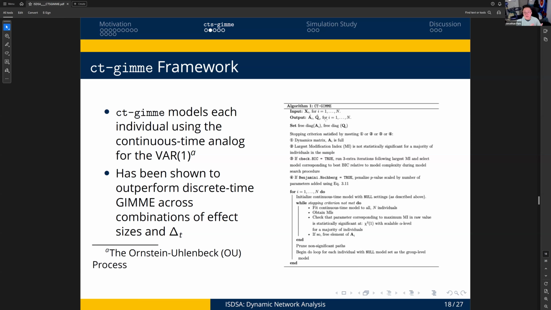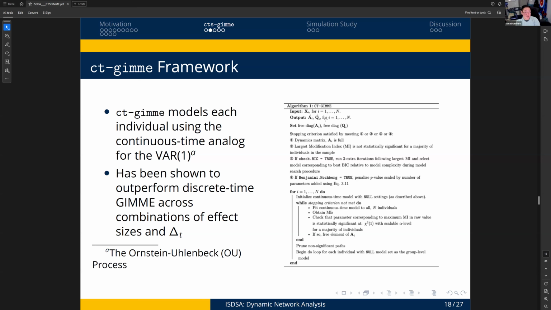Then there's a pruning step where we remove paths that we added that may no longer have been statistically significant for a majority of people. And if we were talking about just regular ctGIME, we would then just pass it to the individual search. So individual models will be constrained to have that group level model that we discovered, and then they will add parameters that are person specific using the same modification index based approach.